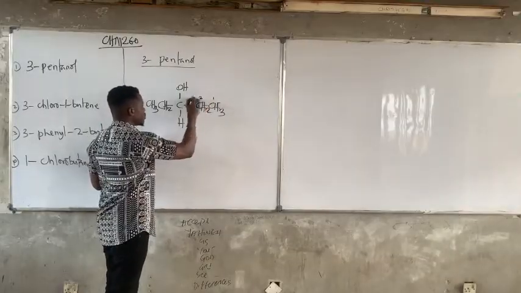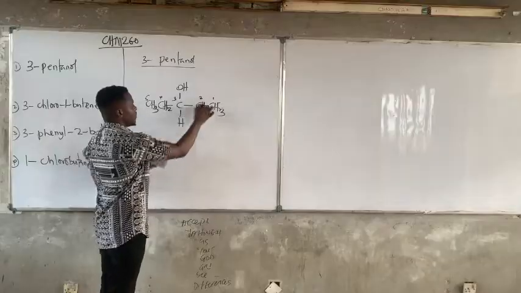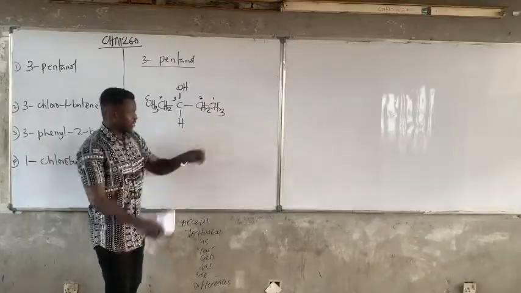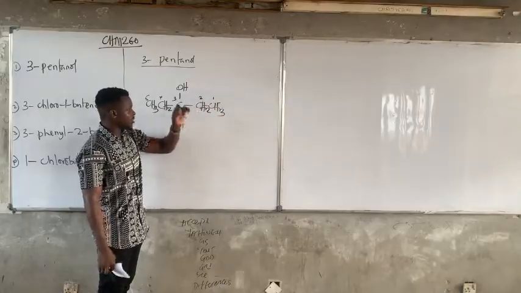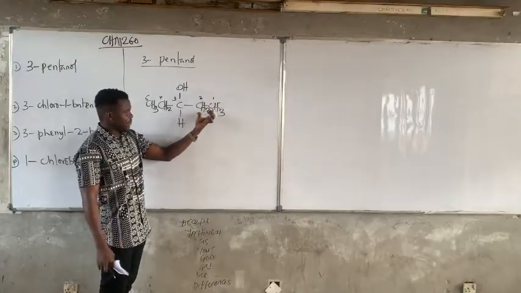This is carbon 1, 2, 3, 4, and 5. Carbon 1 is not a chiral carbon because you can see the presence of 3 same type of atom, that is hydrogen. So carbon 1 is not. Carbon 2 is not because you can see 2 same type of hydrogen.